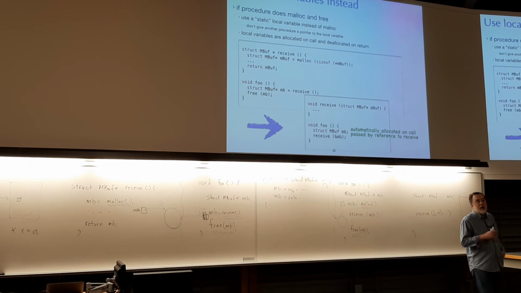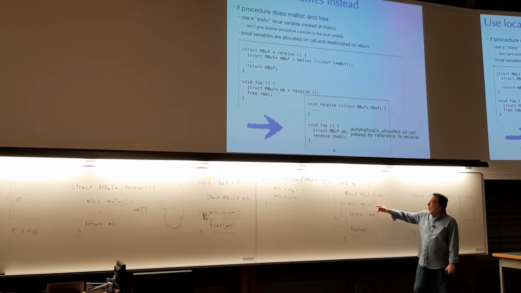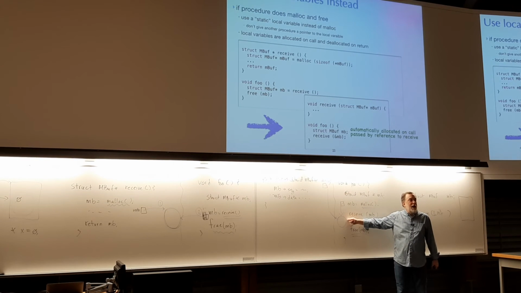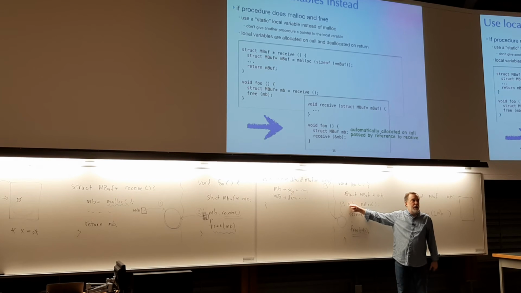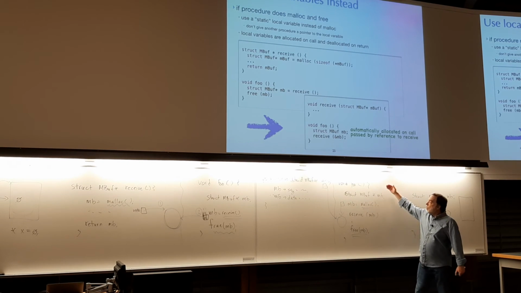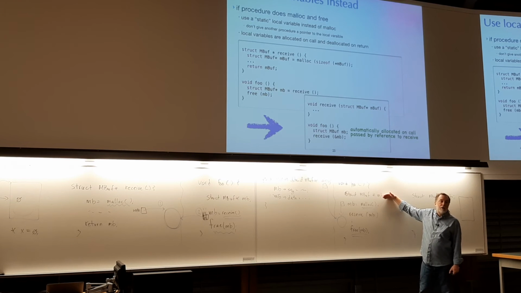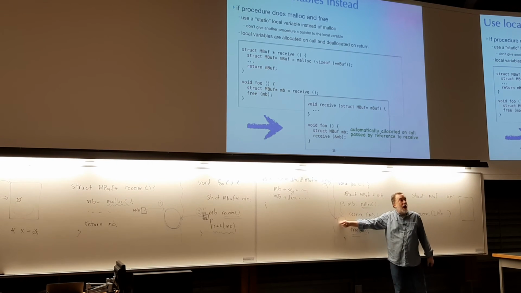Might say it another way: in this example, there are actually two different things that have been dynamically allocated. One is the variable MB, but that's just a pointer to the object. And that's created when the procedure is called. And we'll see how that works later in the course. The other one is the object itself, the struct itself. And that's created by malloc.